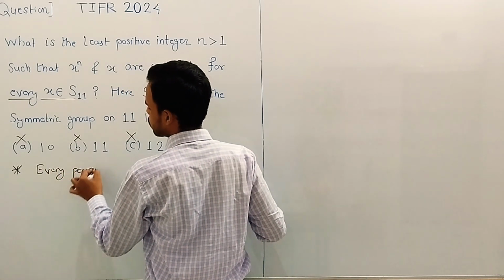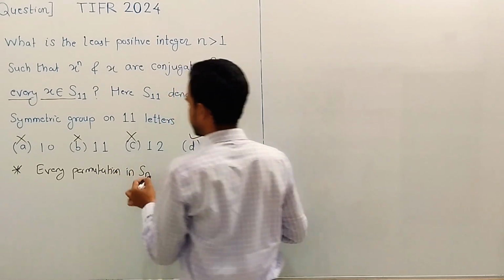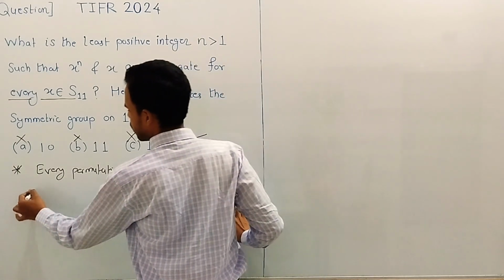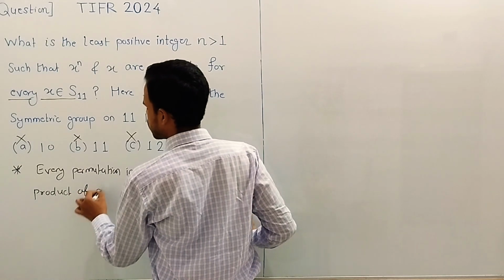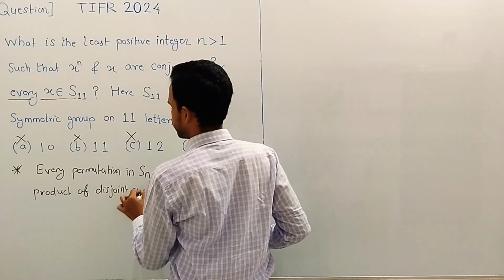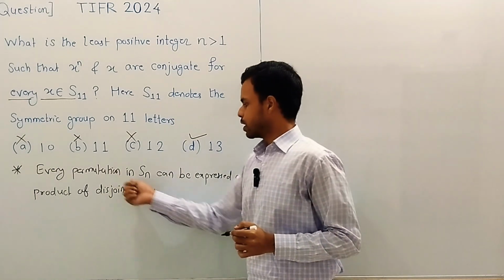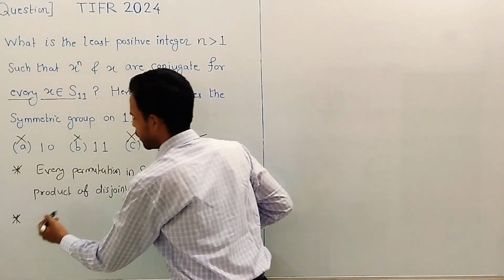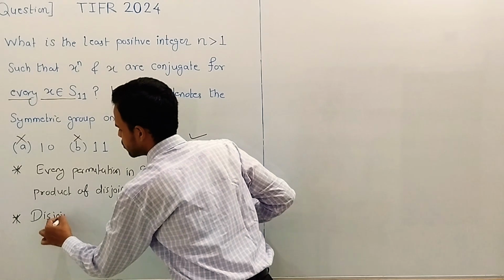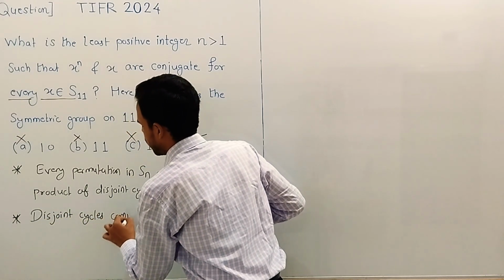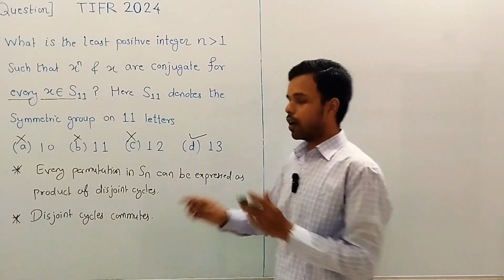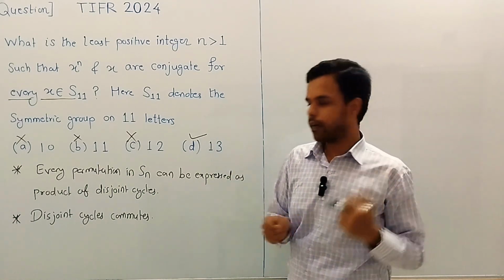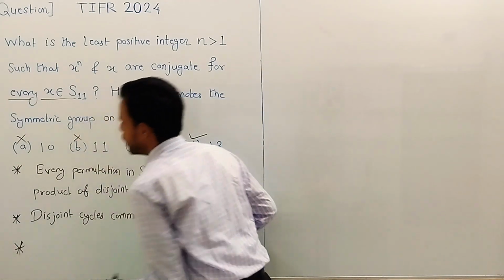Every permutation in Sn can be expressed as product of disjoint cycles. Okay, every permutation in Sn can be expressed as product of disjoint cycles. And the second result that we will use is disjoint cycles commute. Okay, that is, if alpha and beta are any two disjoint cycles in Sn, then alpha times beta equals to beta times alpha.